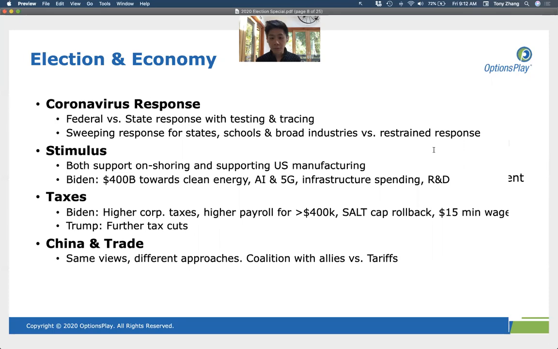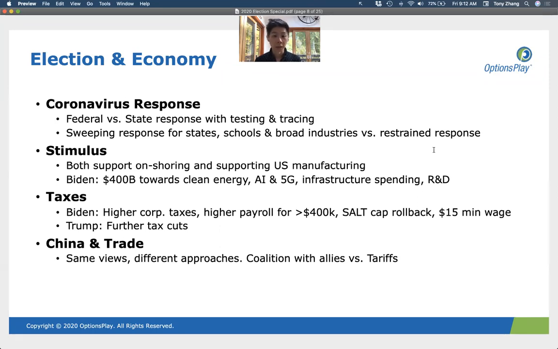Biden has these infrastructure bills. He has a $2 trillion infrastructure bill that he wants to pass, with about $400 billion towards clean energy, AI, 5G, infrastructure spending, research and development. These are some of the names that we see are going to be net beneficiaries as a result of Biden's infrastructure plan. So stimulus on the economy, important here.